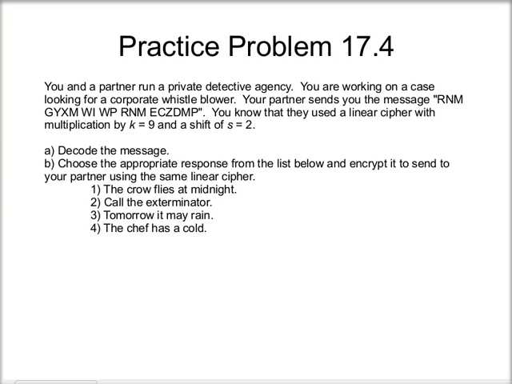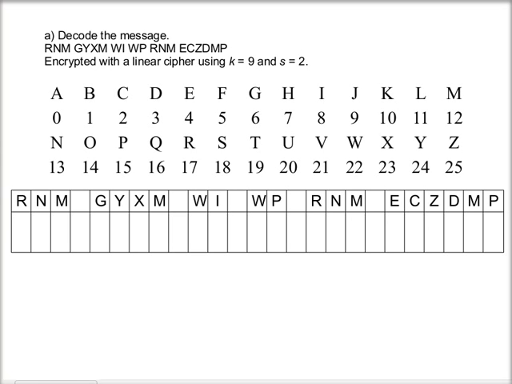You know that they used a linear cipher with multiplication by k equals 9 and a shift of s equals 2 to encode it. For part A, we want to decode the message. And for part B, we want to choose the appropriate response from this list and then encrypt that and send it back to your partner using the same linear cipher. So let's take a look at part A.